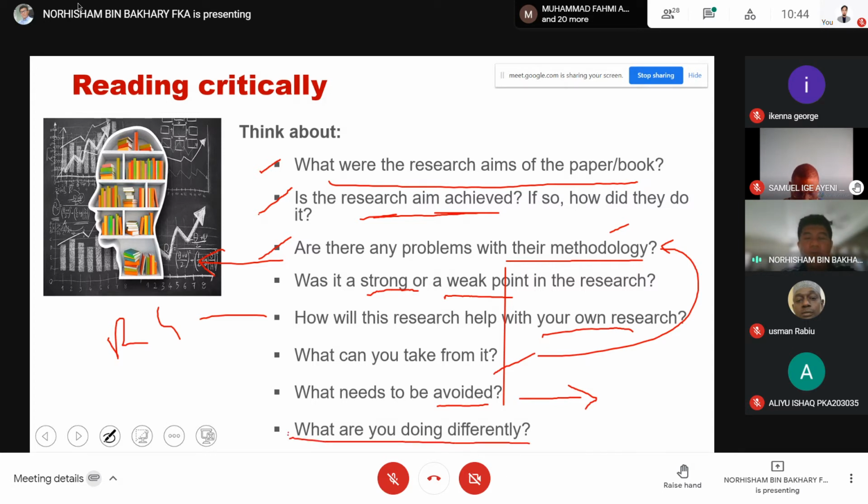So at the end, you have to ask yourself, okay, if you decide to go for this topic, what is the difference between you and the latest paper? So when you read the paper, you must be able to answer all those questions. Then that means you understand 100% of the paper.